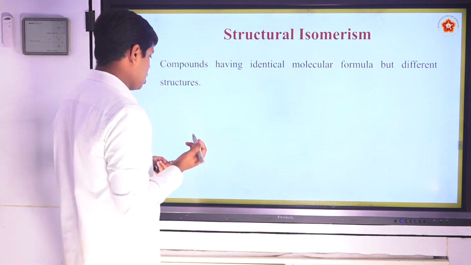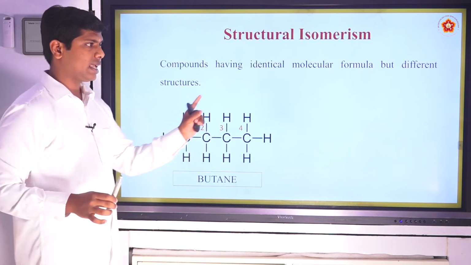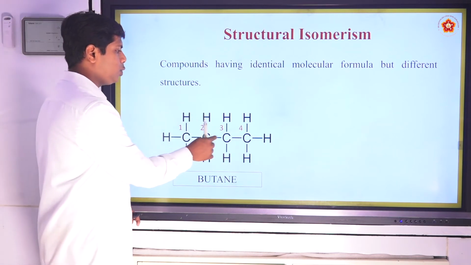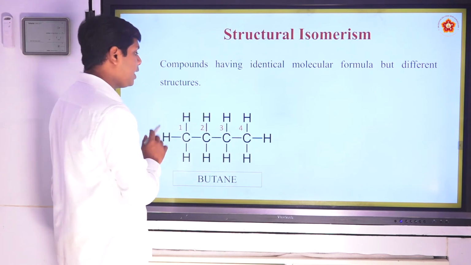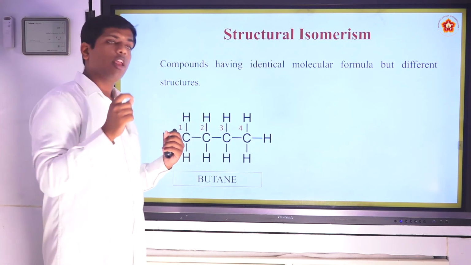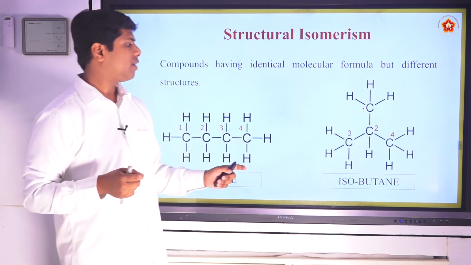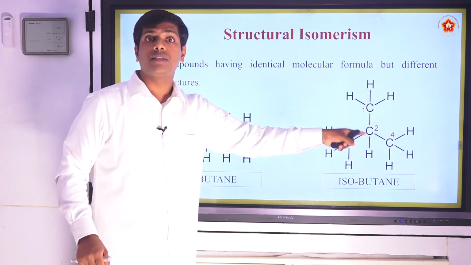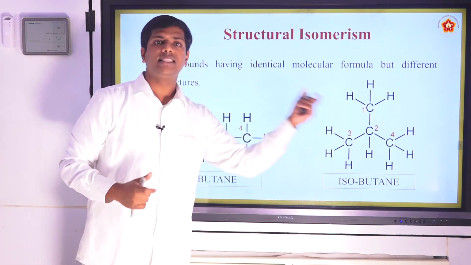Let us look at the example butane. 1, 2, 3, 4. This is the butane structure. How many carbon atoms? 4 carbon atoms. How many hydrogen atoms? 1, 2, 3, 4, 5, 6, 7, 8, 9, 10 hydrogen atoms. This is the straight chain. For structural isomerism there will be two: one is straight chain, another may be branched. This is the example for isobutane. See, same carbon atoms and also same hydrogen atoms, but they differ in their structures. This is the linear structure, this is the branched structure.